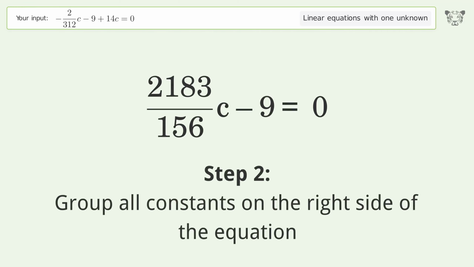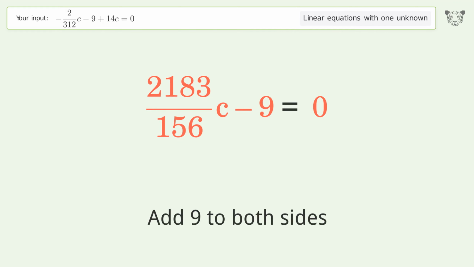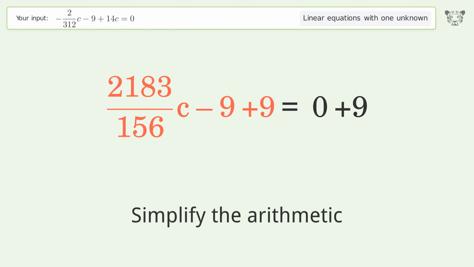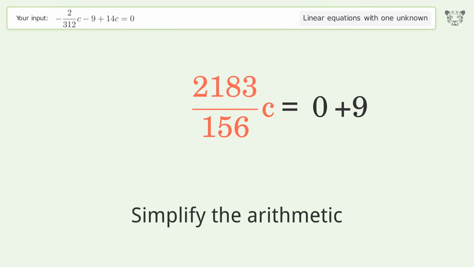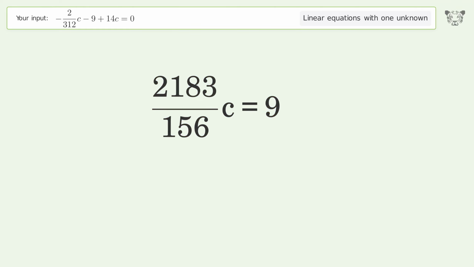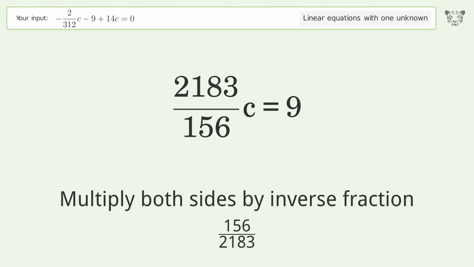Group all constants on the right side of the equation. Add 9 to both sides. Simplify the arithmetic. Isolate the c. Multiply both sides by inverse fraction 156 over 2183.